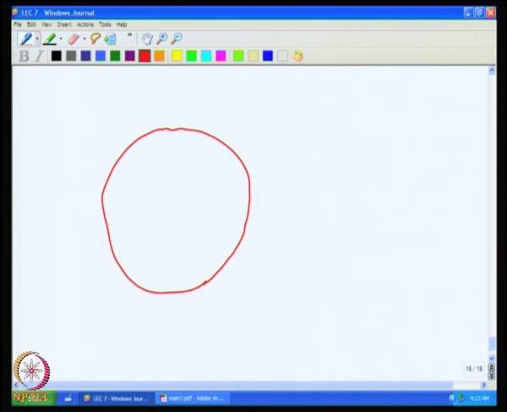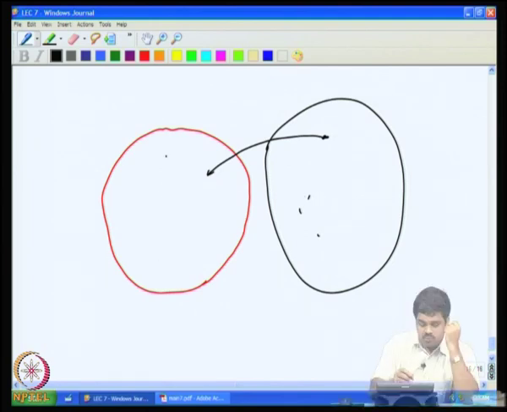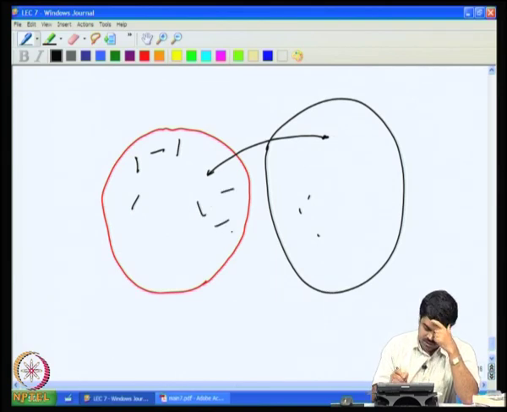So, what does it mean? The remaining part I will draw like this. This is the remaining part. Which essentially means that any vertex here will have an edge back to this. Any vertex on this side will be connected to this. Now, there is no guarantee that this is an independent set. There can be some edges inside this.